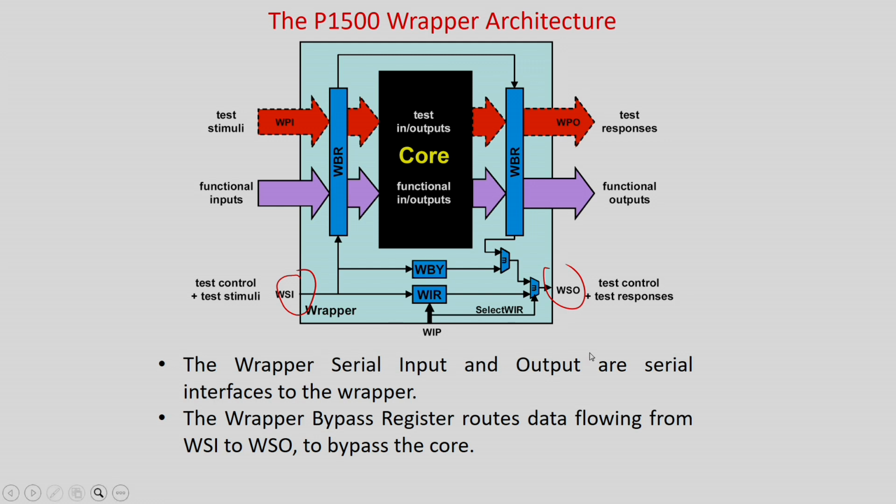The wrapper serial input and output ports are serial interfaces to the wrapper. So whatever instruction you are going to give, even if I want to give the values individually, this may not be available. So in this case it is a single bit transfer; sometimes we will be giving the instructions, but it is all in serial mode.